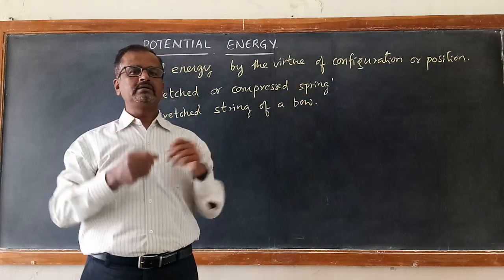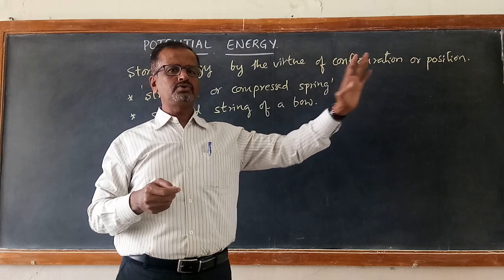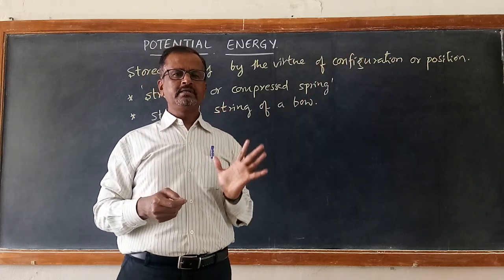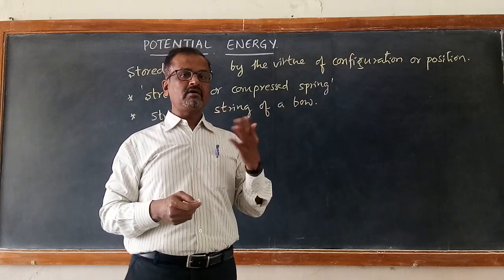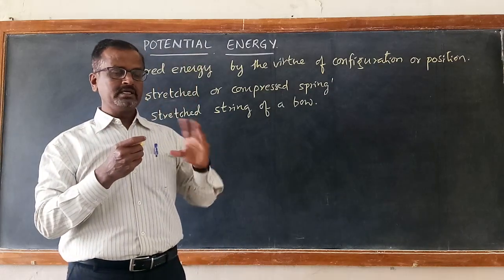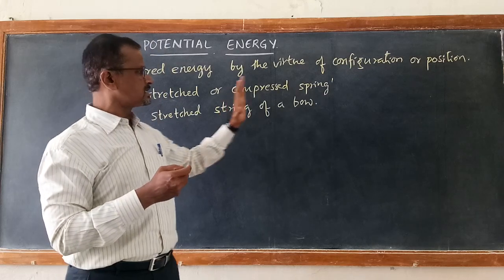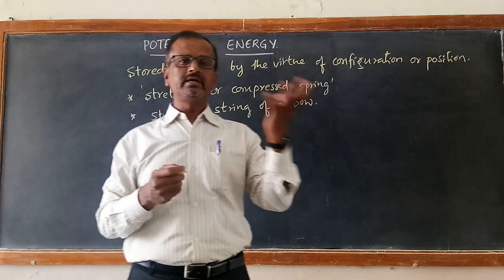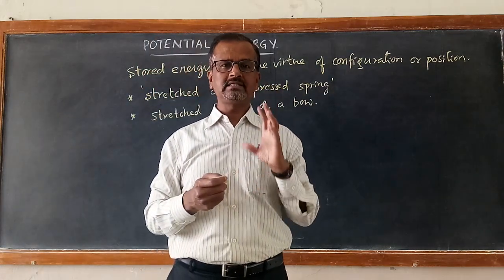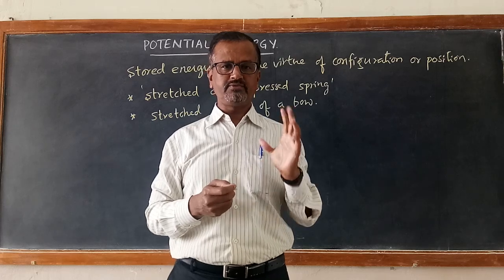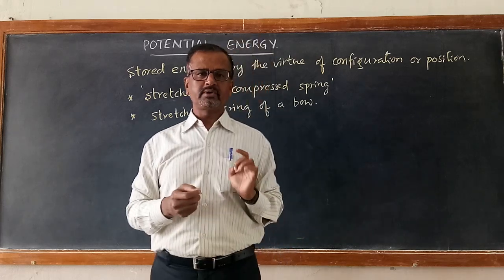and when you stretch the string and release it, the arrow goes out with a very high speed. So there is a release of this stored energy in the form of kinetic energy. When stored energy is released, it is converted into another form, that is what we call kinetic energy. So such a form of energy is called potential energy.